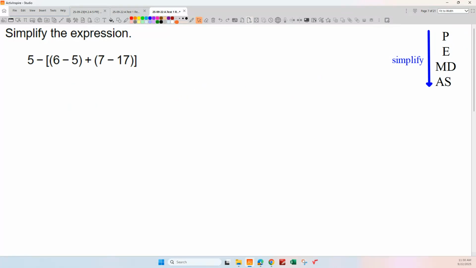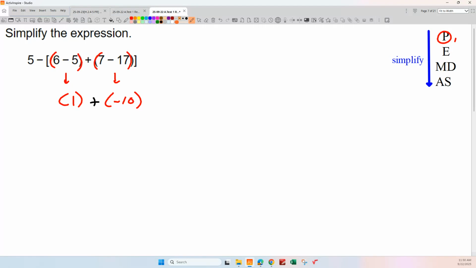How about this one? A little bit more going on here. Okay, so I've got brackets and parentheses here. I've got 2 layers of grouping symbols. Which one do I do first? Inside, so parentheses would be first, wouldn't they? Okay, so step 1 is parentheses. What does the first set of parentheses simplify to? Second set of parentheses.